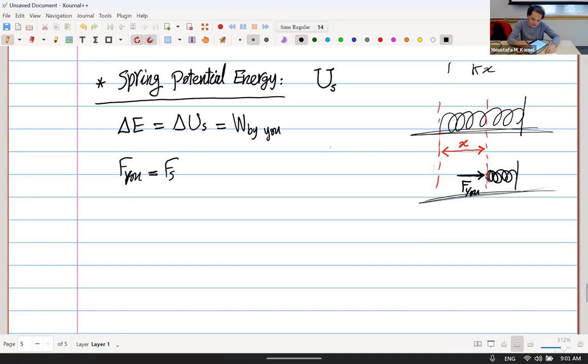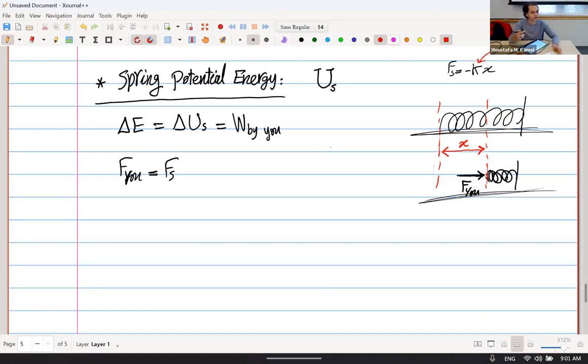The spring force is equal to negative Kx. K is the spring constant, which measures the stiffness of the spring. How hard is it to compress it or stretch it? So the greater K is, the harder to compress the spring. This is usually given, you don't calculate it.